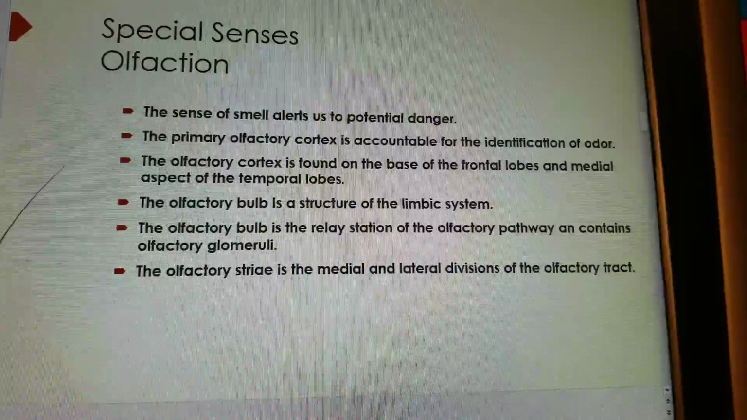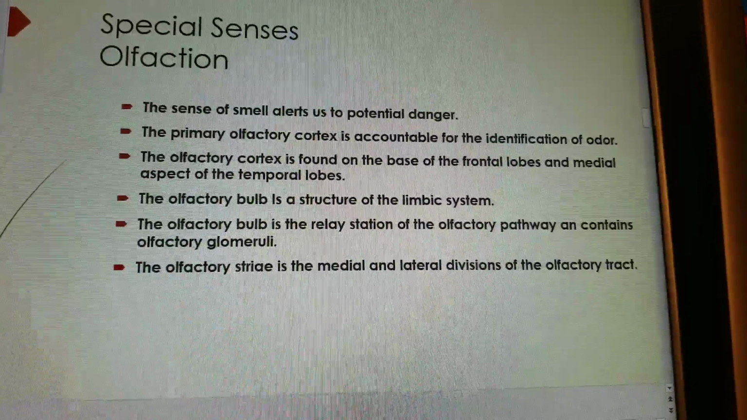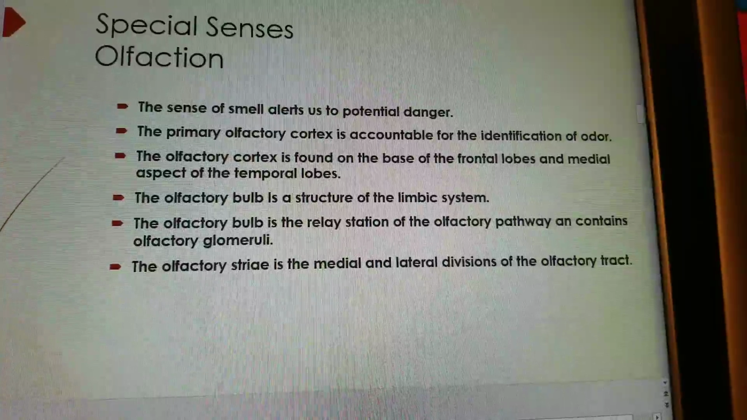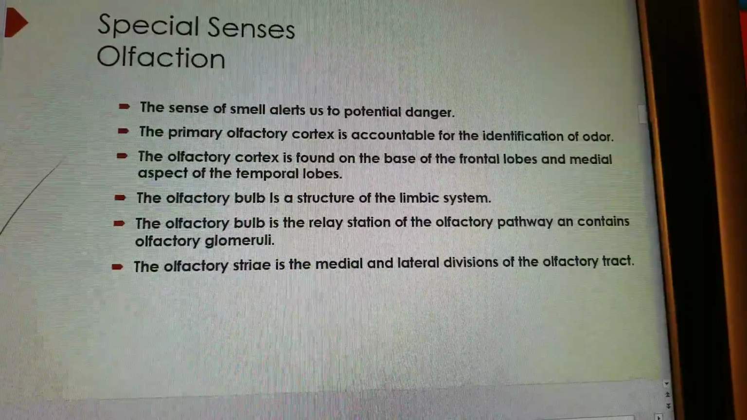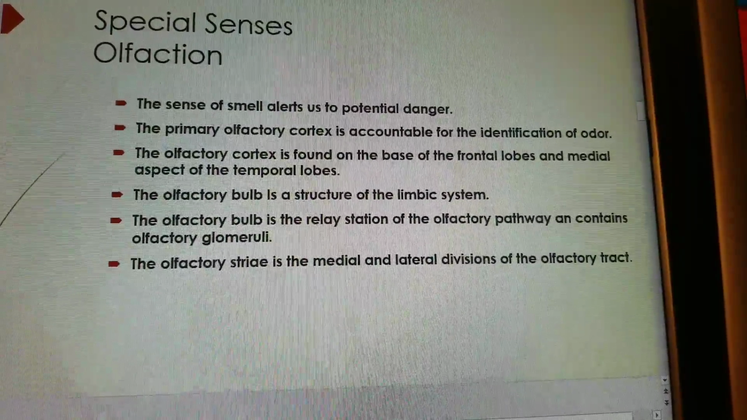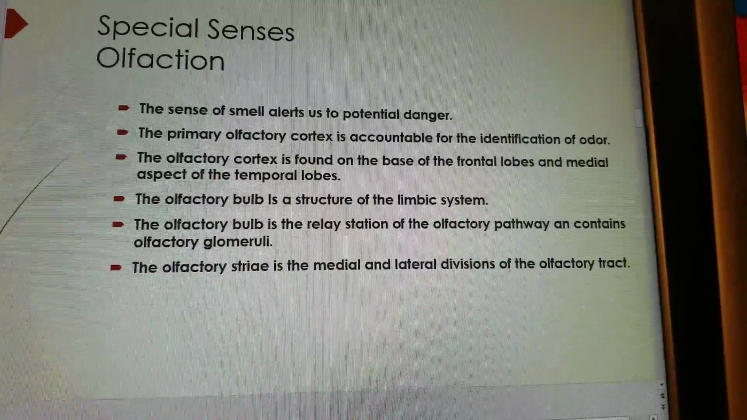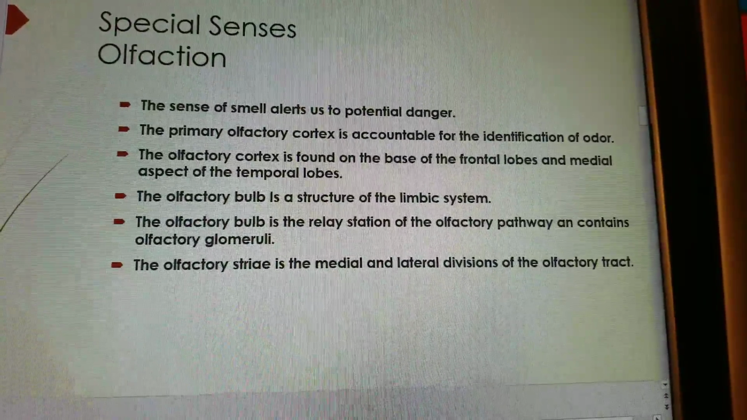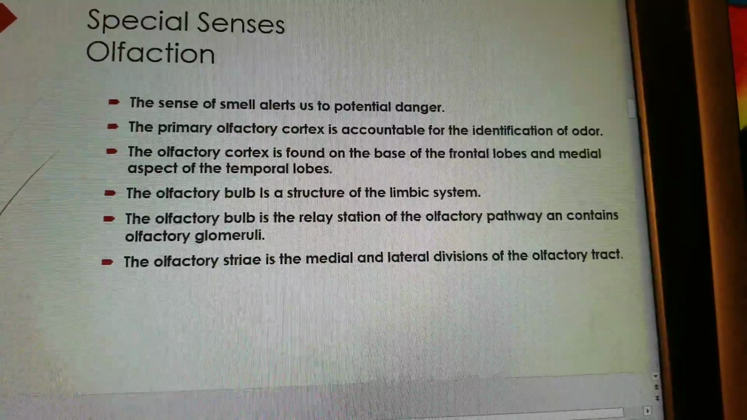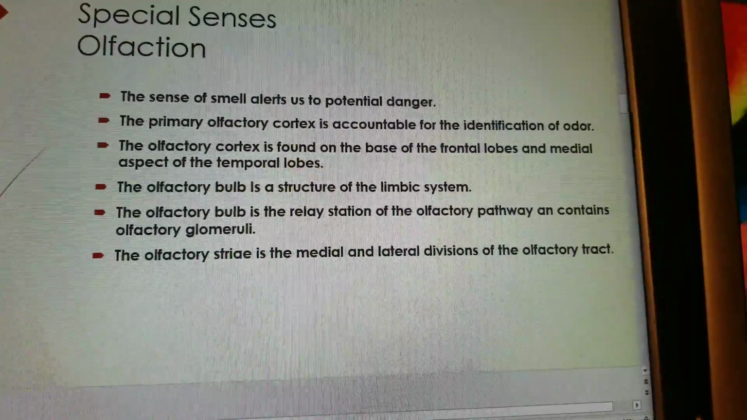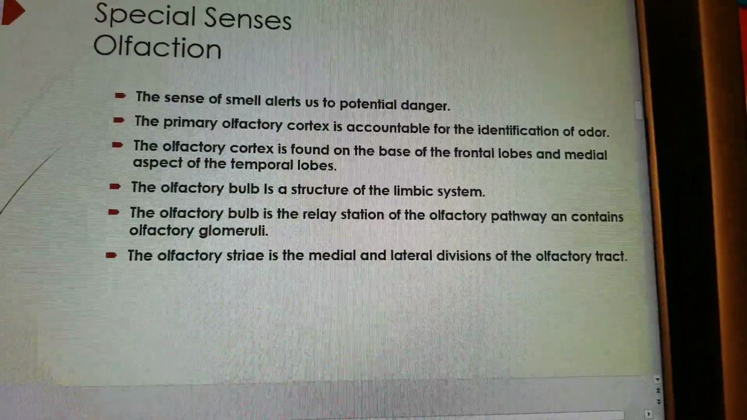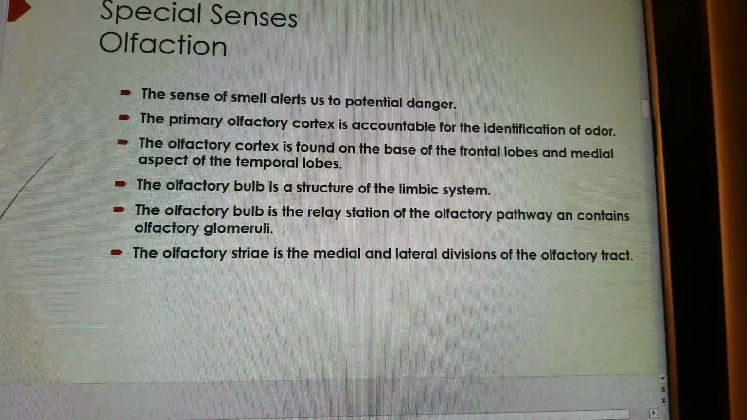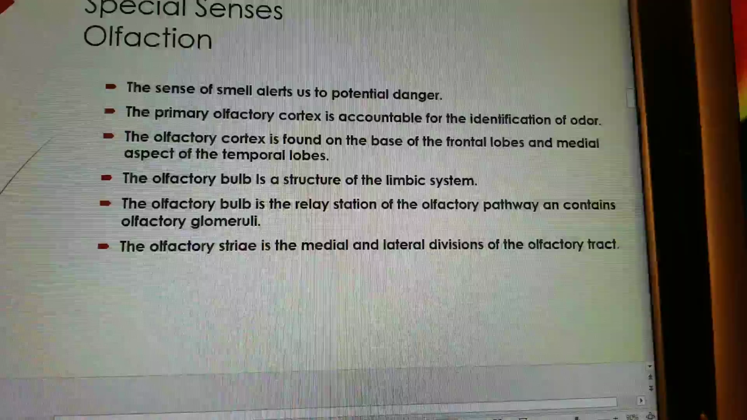The primary olfactory cortex is accountable for the identification of odor. The olfactory cortex is found on the base of the frontal lobes and medial aspect of the temporal lobes. The olfactory bulb is a structure of the limbic system. The olfactory bulb is the relay station of the olfactory pathway and contains olfactory glomeruli. The olfactory striae are the medial and lateral divisions of the olfactory tract.